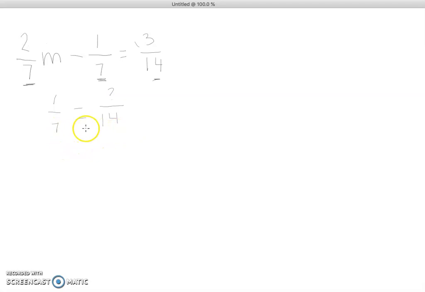So 7, how can 7 go to 14? You multiply it by 2. So we're going to do the same to the top, by 2. So that gives you 2 over 14. So going back to this equation, let me just write it again over here. We're going to just add 2 over 14 because that's actually what 1/7 is.